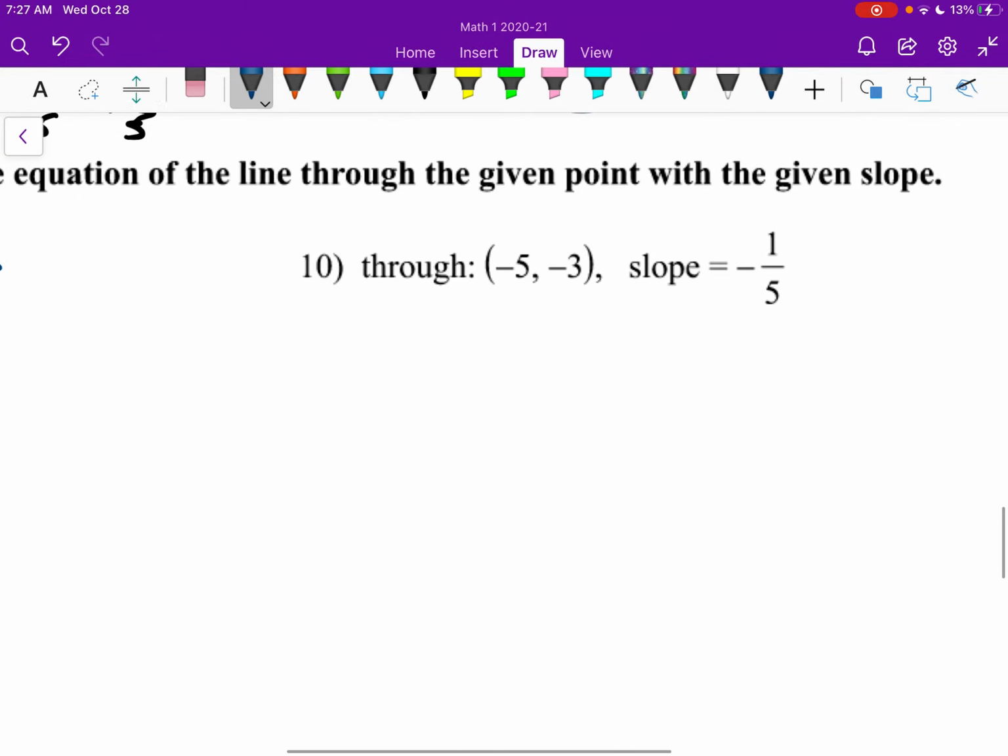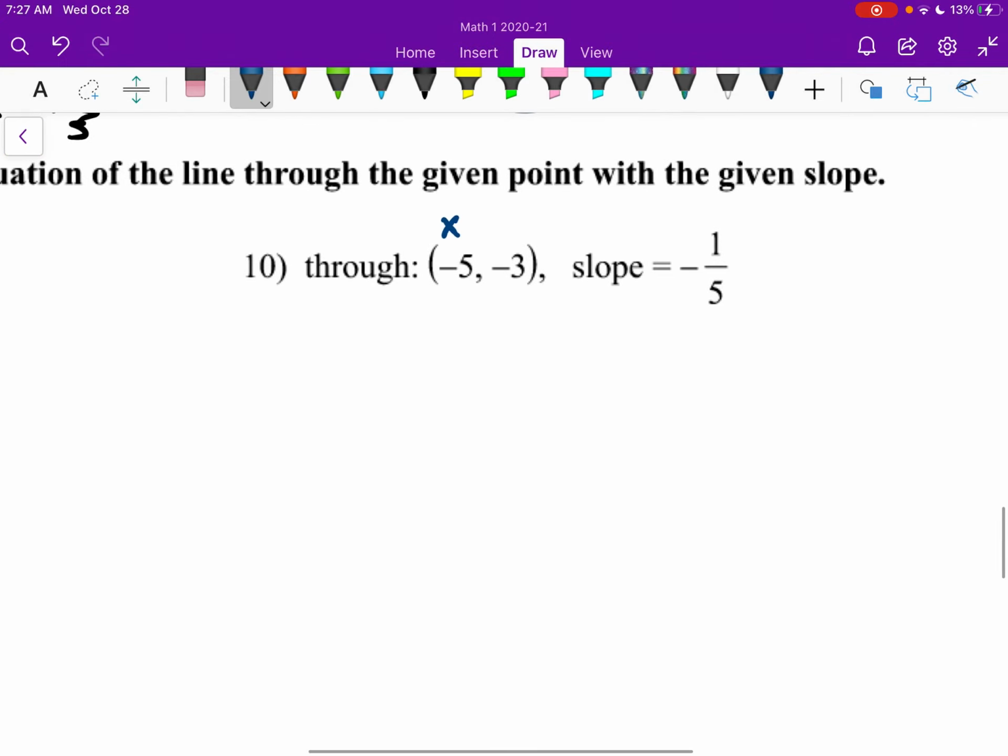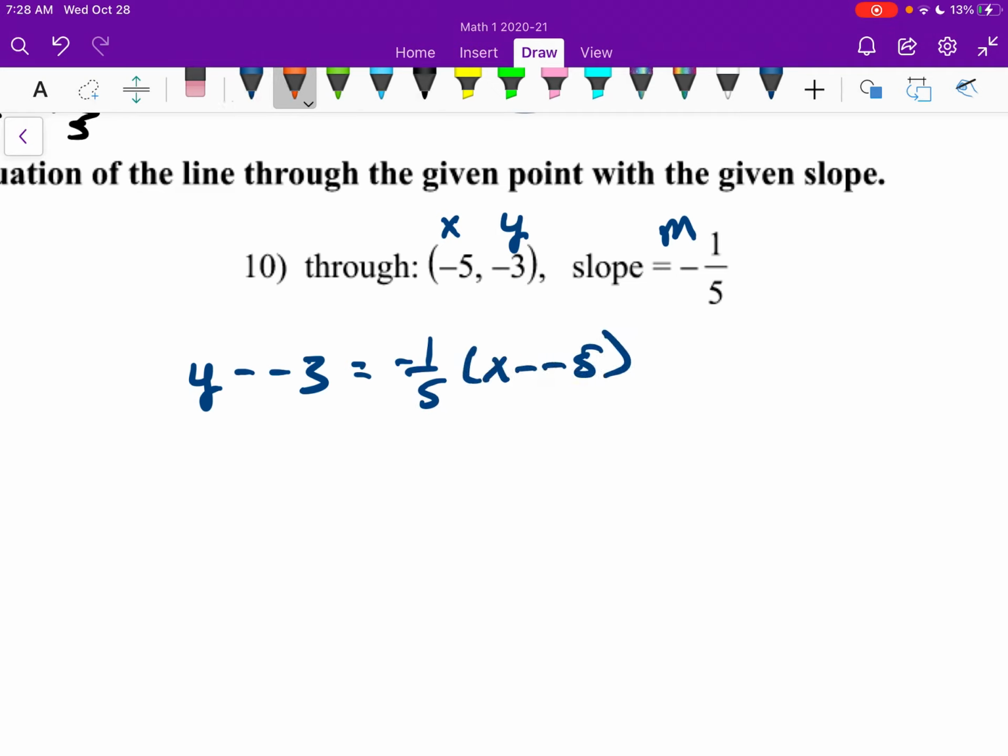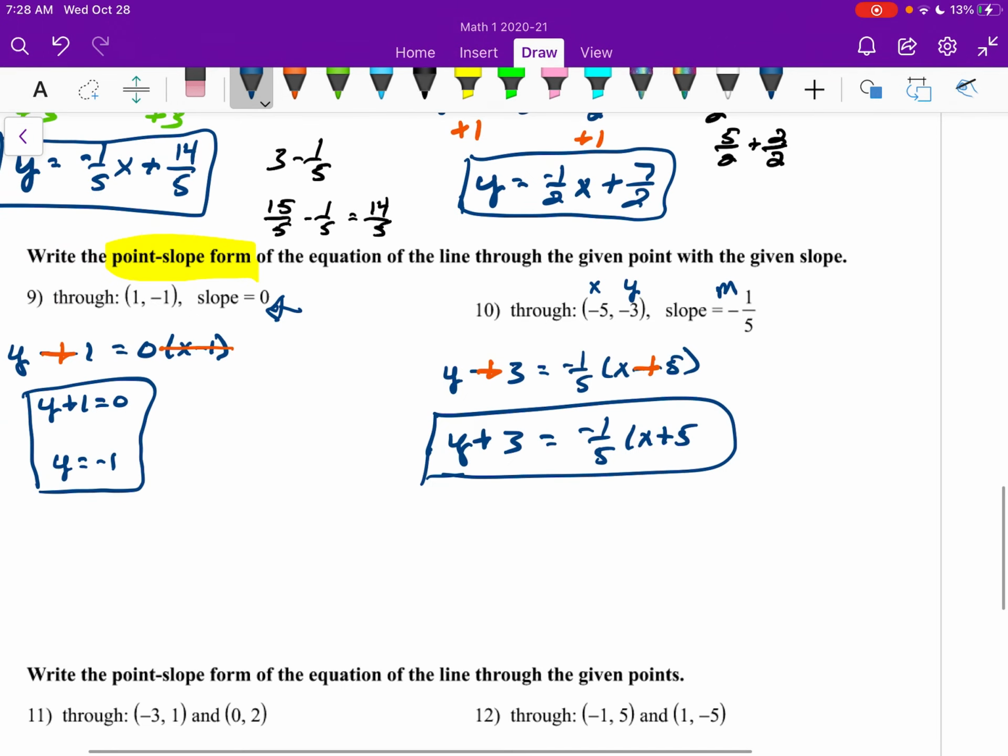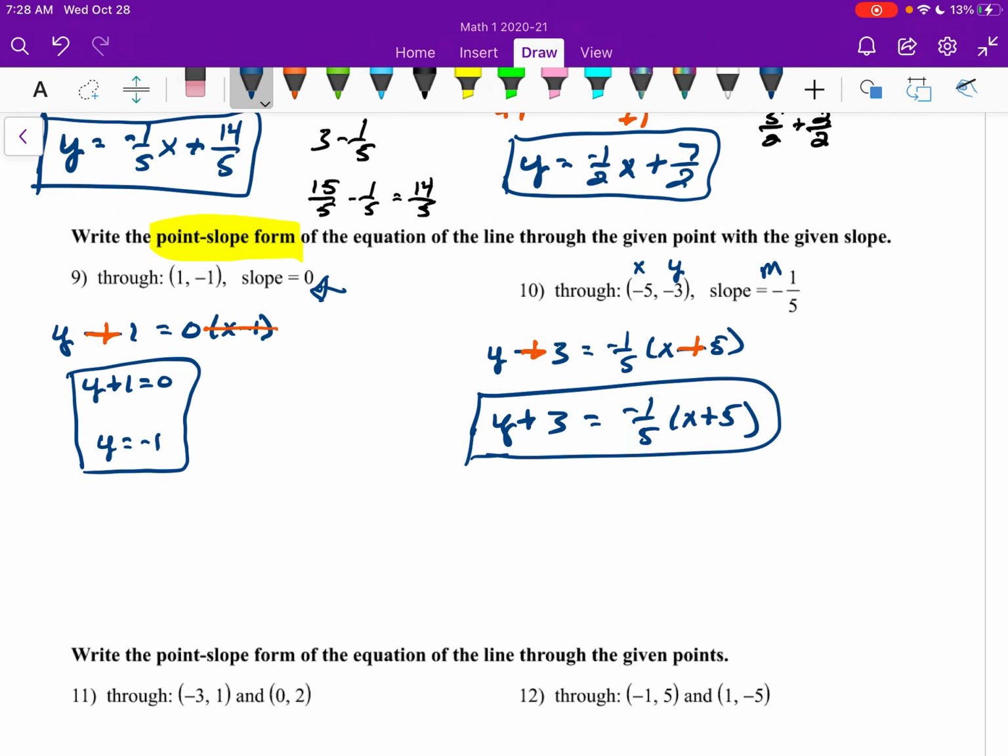All right, number 10. Here's our x, here's our y, here's our m. So we're going to have y minus negative 3 equals negative 1/5, x minus negative 5. Our double negatives turn into positives. And our final answer is going to be y plus 3 is negative 1/5, x plus 5. It's that easy. Right, because we wanted point slope form. Oops, let me get that parenthesis there. Point slope form, and that is point slope form.